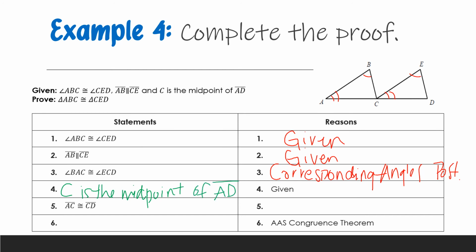And if C is the midpoint of AD, that means C breaks AD into two congruent segments. So that would be segment AC and segment CD. That is our definition of midpoint. Now finally, if we're looking at how the triangles are marked, we have two pairs of congruent angles and a pair of non-included sides marked congruent. So our triangles ABC and CED are going to be congruent by angle, angle, side congruence.